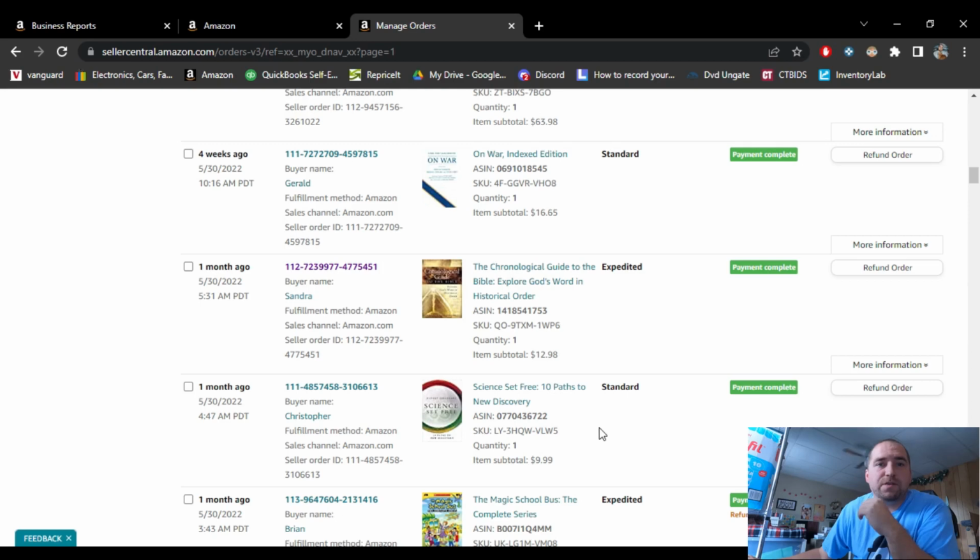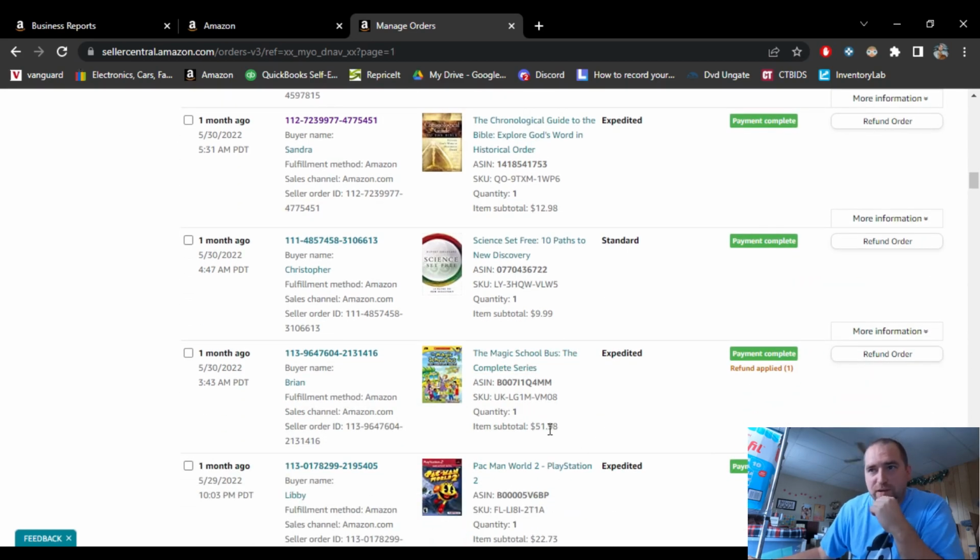Magic School Bus, $52, but you see here it was returned. So I'm not sure if it's sold again since, but someone did buy it and return it. That's part of the game. We all know Amazon is real lenient with their returns.